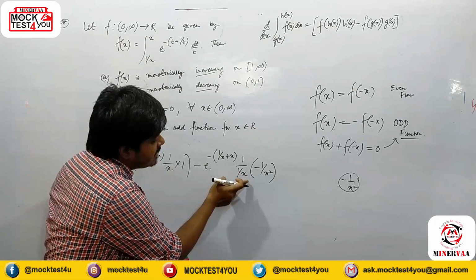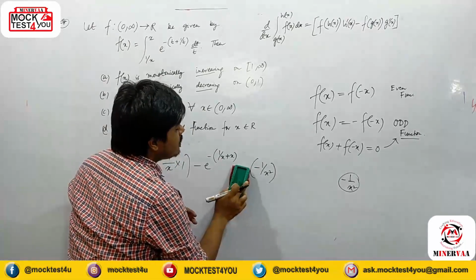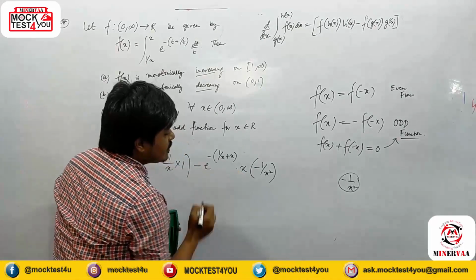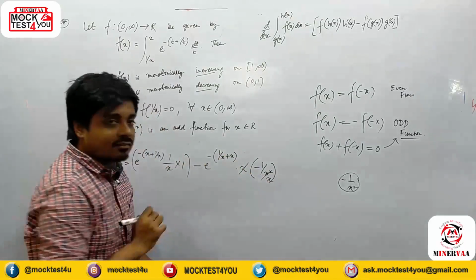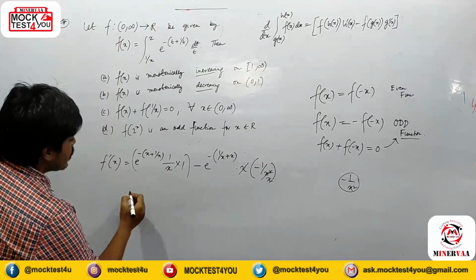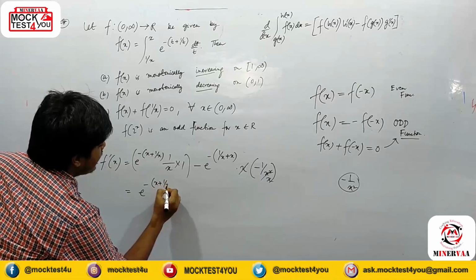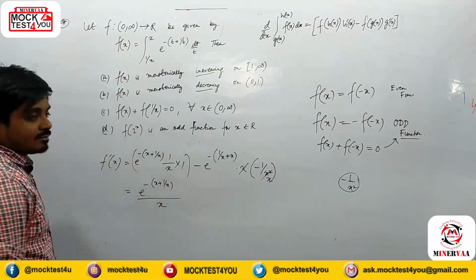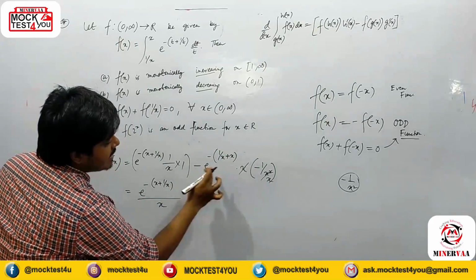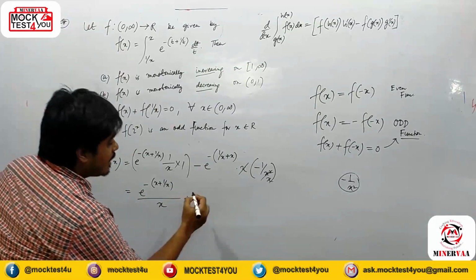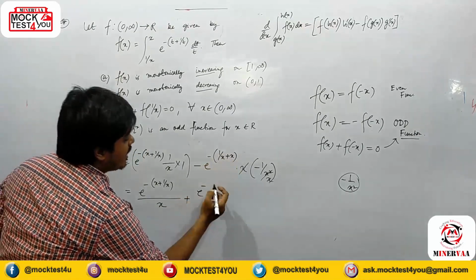If I write 1 by x, this x will go up. So x goes up in here. Now since x has gone up, this x I can cancel, right? Now let's write it. So what do we have? e to the power minus (x plus 1 by x) divided by x, right? I'm writing it down, divided by x. Then look at here, minus minus becomes what? Plus. e to the power minus, this one, if I write x plus 1 by x, what's the problem?